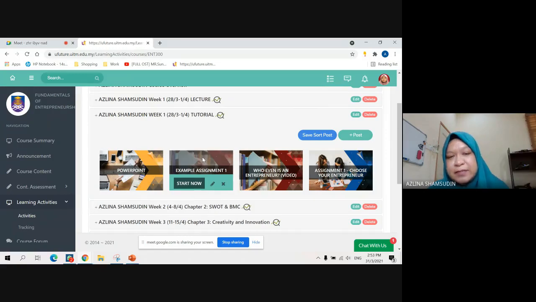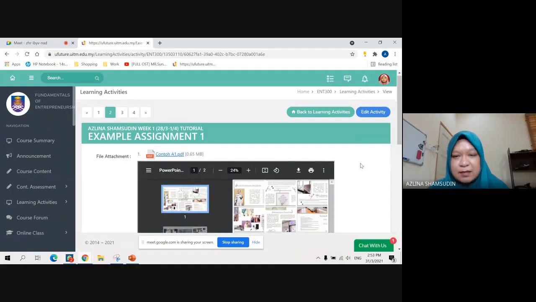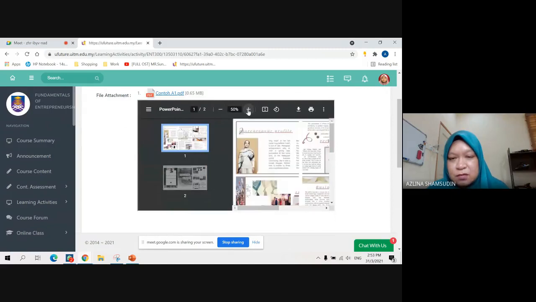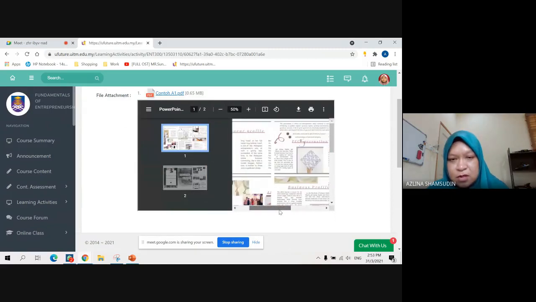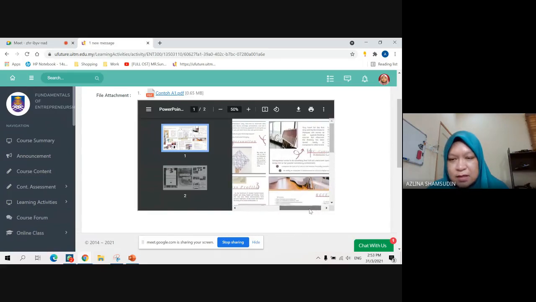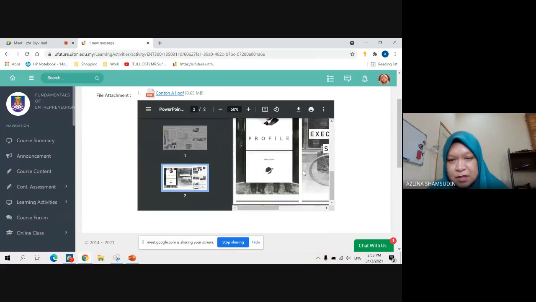Ini adalah example untuk first assignment sebabnya ada student bagi tahu mereka tak tahu contoh dia macam mana, okay. Since I want you to do an infographic report, ini contoh untuk infographic report. Tapi saya tak ambil the whole yang student buat lah. I just cut and paste a few pages of their assignment. Ni dalam 6 muka surat ni. So dia ada 2 kat sini. Nanti tengok eh. Okay, contoh lah.